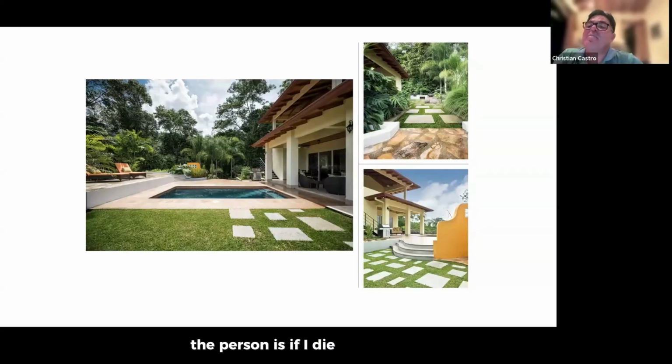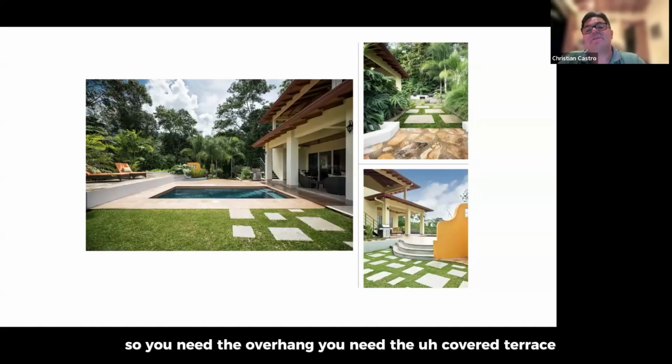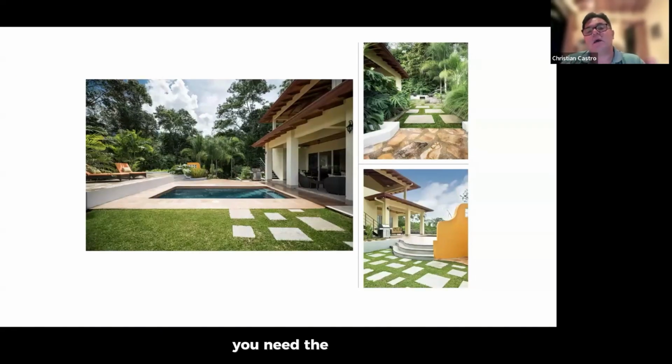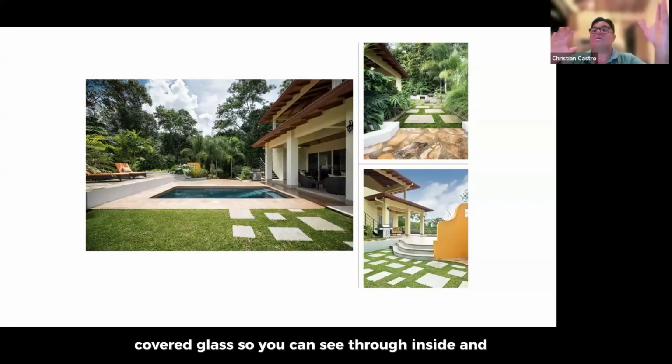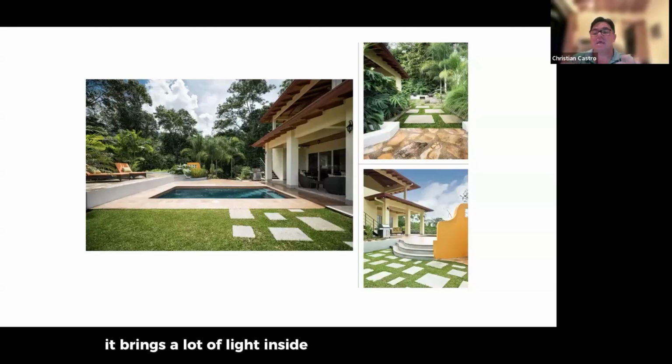If I die, remember that, right? The person must understand what it is to live in the tropics. So you need the overhang, you need the covered terrace, you need a lot of glass, so you can see through inside and outside. It brings a lot of light inside, and it makes the spaces look bigger.